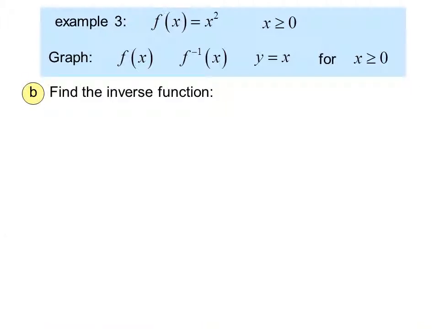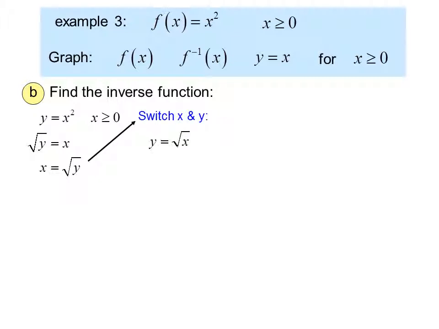We can also draw the same graphs by finding the inverse function. Starting with y equals x squared, where x is greater than or equal to 0, we can take the square root of both sides to solve for x, and then switch x and y to get the inverse function. So we have y equals radical x, which is f inverse of x equals radical x.